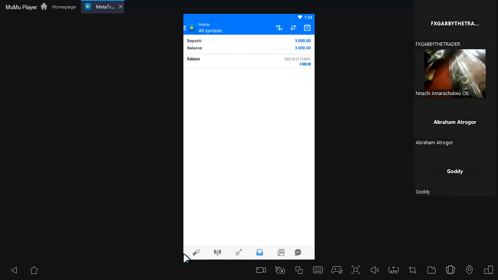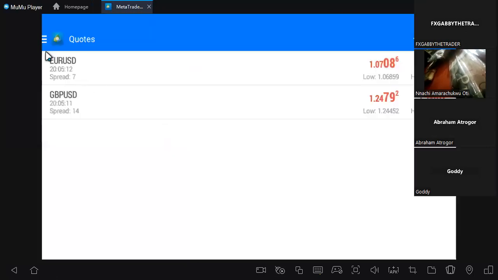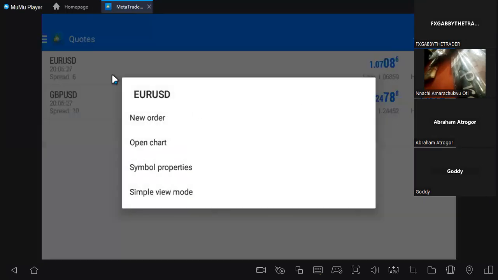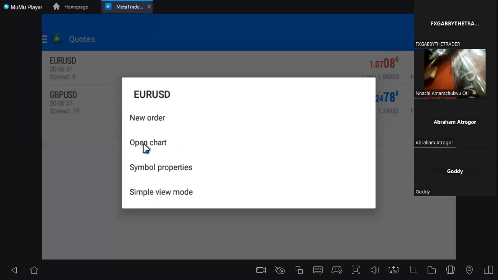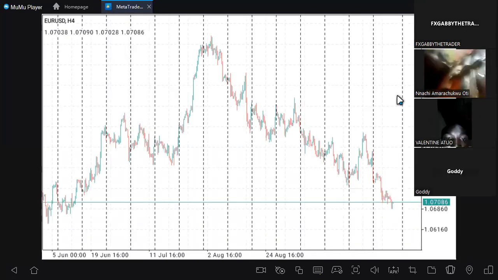All right, for now, we want to jump to our currency pairs. I have removed other currencies and left only Euro USD in the quotes section. So let's open the chart. I told you to open the chart: you tap on it, then click on open chart, and then it's going to be displayed. Now, the chart has been opened from here. What next can we see here?